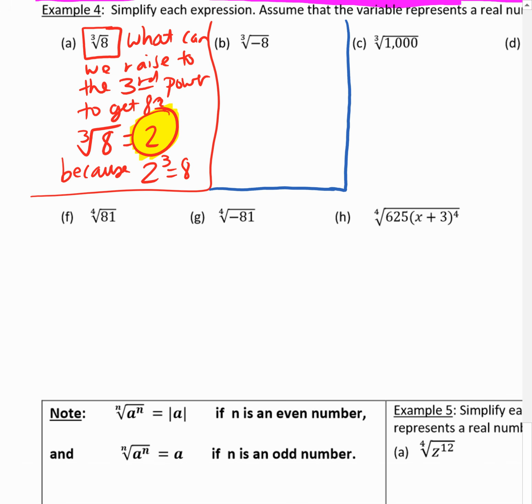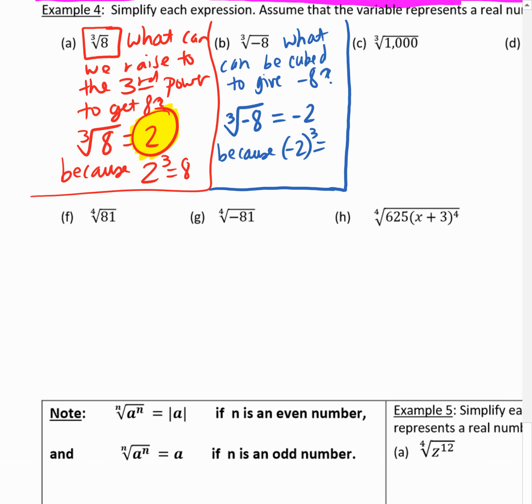Alright, let's try part B. I'm getting kind of a red flag in my mind. I see a negative inside of a root, but it's actually not bad unless it's a square root, maybe. Because this is asking, what can be cubed, or raised to the third power, I'm going to say cubed because it's shorter, to give negative 8? I think negative 2 works. So the cube root of negative 8 is negative 2, because if you raise negative 2 to the third power, you get negative 8, right? Negative 2 times negative 2 is positive 4, times 1 more negative 2 makes negative 8.